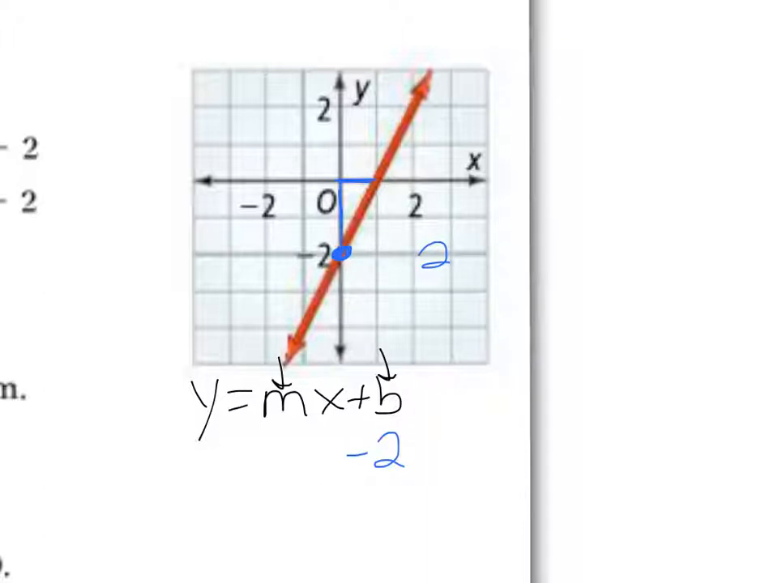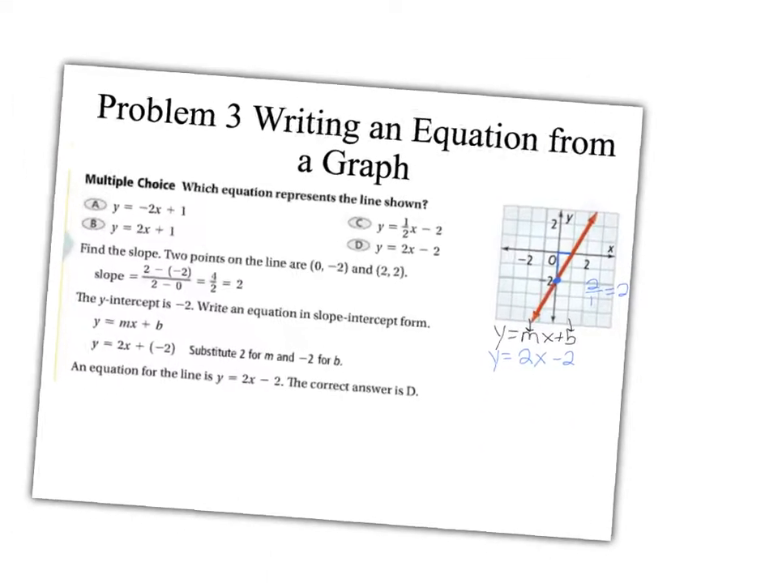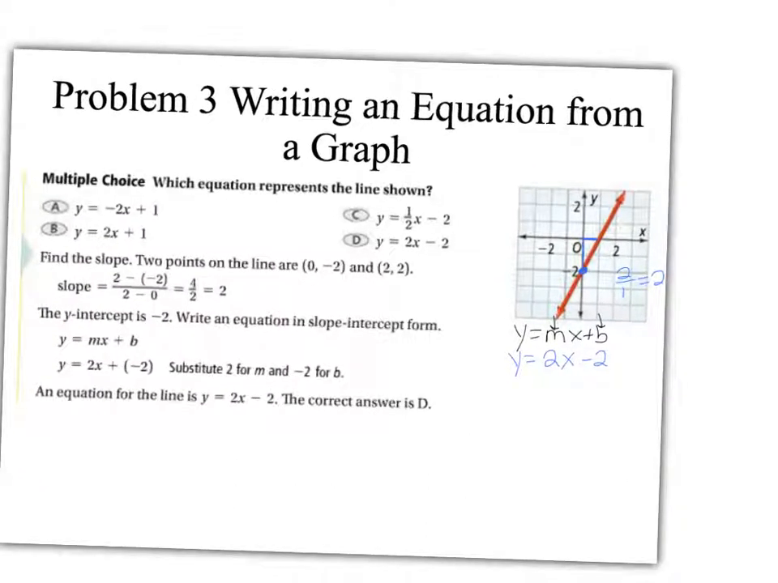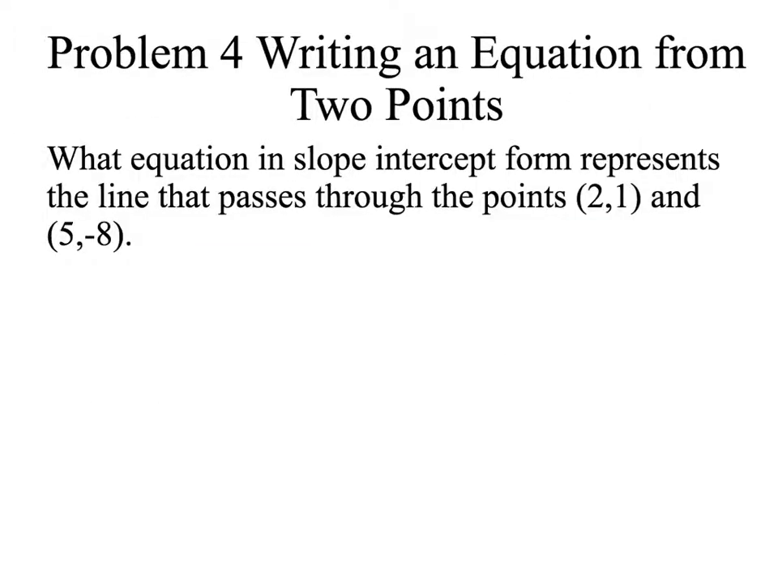So my slope, rise over run, is 2 over 1, which is just 2. So if I put that in where my slope goes, I have y equals 2x minus 2. And this was a multiple choice one. So which one is 2x minus 2? That was D.